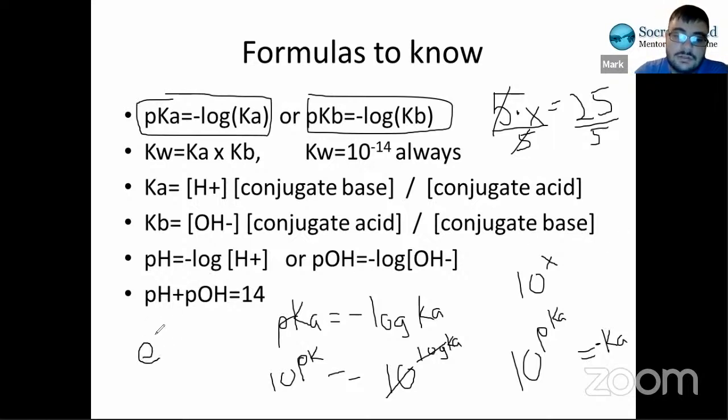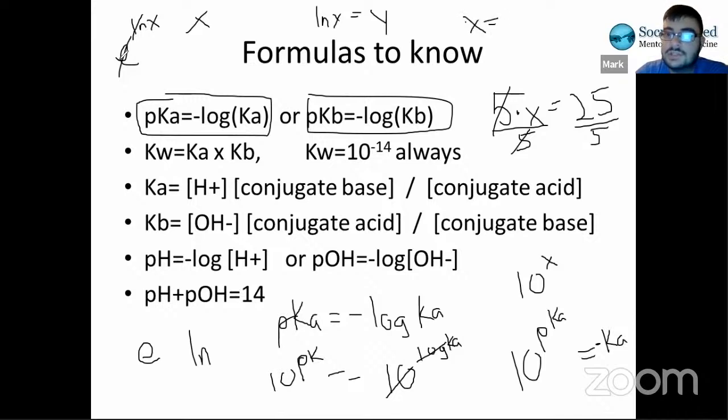Same thing actually with e to the power of and ln, right? If you do e to the power of ln x, again, they cancel out and you just get x. So if you did ln x equals y, and you wanted to find out what x was, e to the power of both sides, so e to the ln x cancels out, and you just have x is equal to e to the y power.